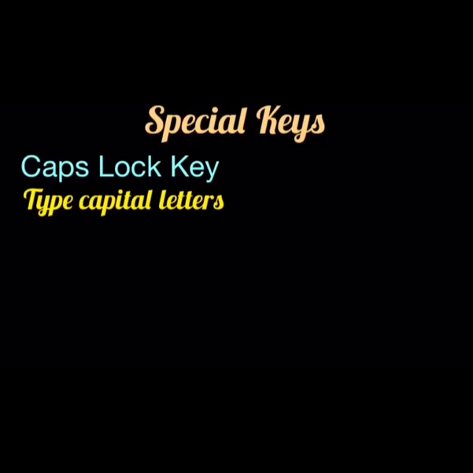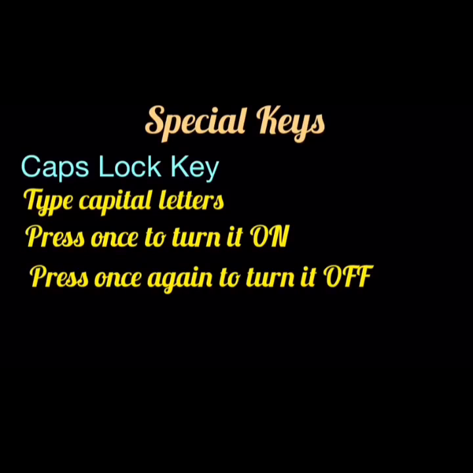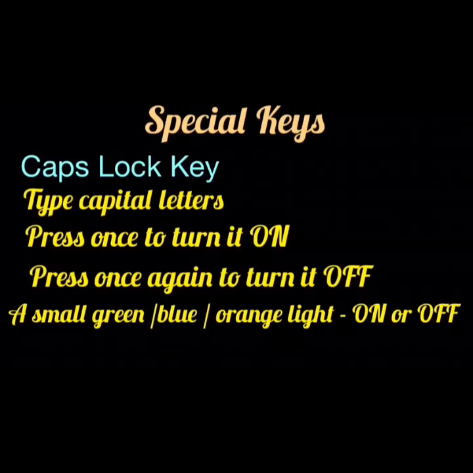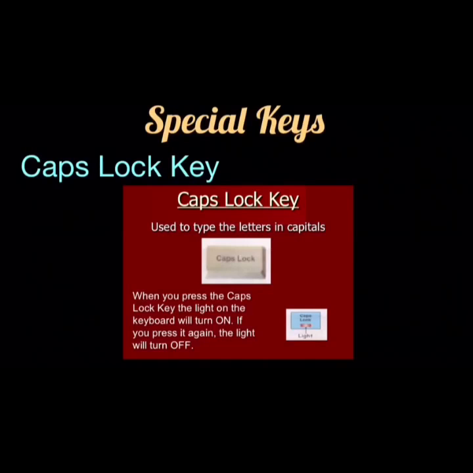The next key we are going to discuss today is caps lock key. What is the use of caps lock key? It is used to type capital letters. So when we press the caps lock key once, it will get turned on. When we press it once again, it will go off. So there will be a small green, blue or orange light on the keyboard. When we press the caps lock key on, the light will blink on the keyboard. When we press it once again, the light will go off.